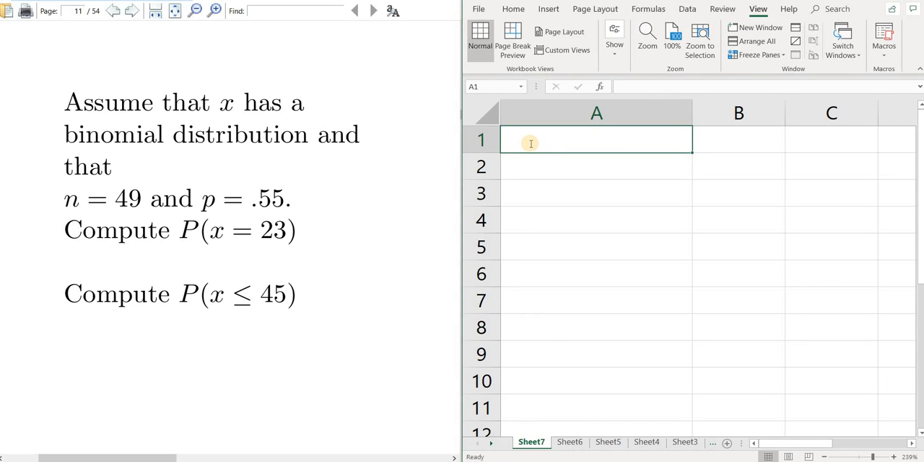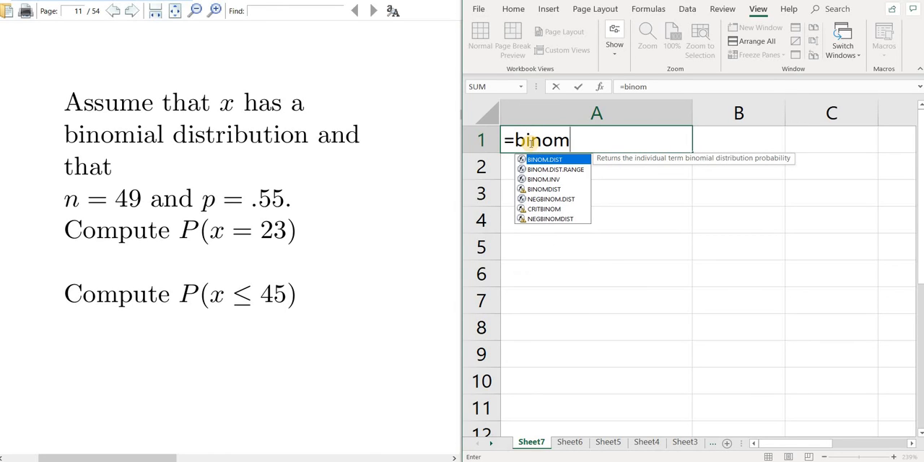So left click on your cell, type in equals, and then type in BINOM, and there it is, BINOM.DIST, so dot dist, parentheses. And notice it tells us what the parameters are. So the number_s is the number of successes. So for our first example here, that would be 23. So 23, comma. The probability, or the trials, is the next one. So that would be n, so 49. And the probability of success would be 0.55.